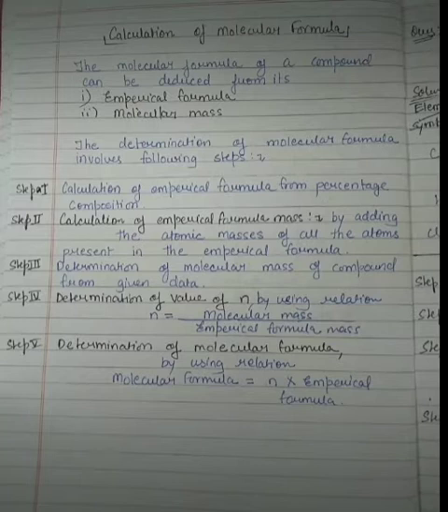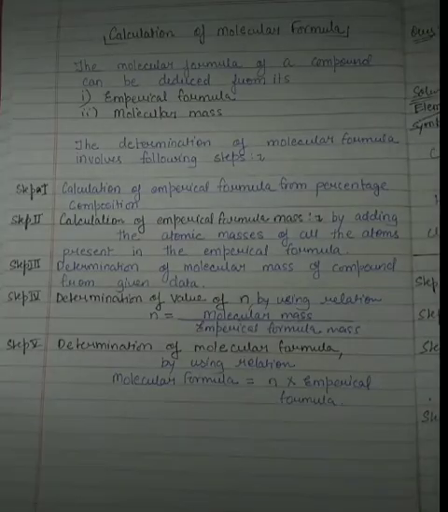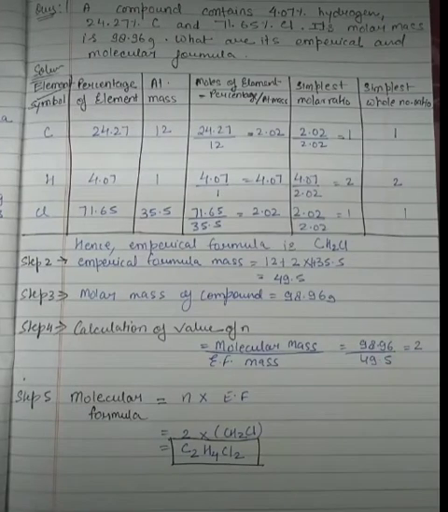Students, it is more or less the calculation of empirical formula followed by the molecular formula. How can we understand this? I will show you an example. Students, see here, you can see this question. A compound contains 4.0% of hydrogen, 24.27% of carbon, 71.65% of chlorine, and it is also given that its molar mass is 98.6 gram.